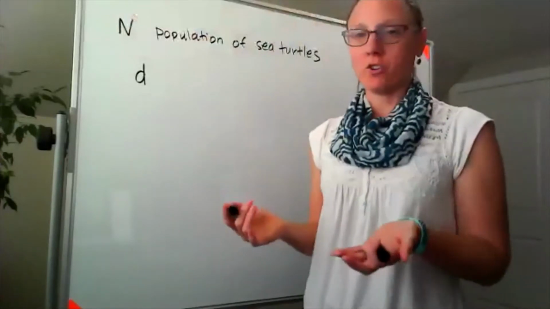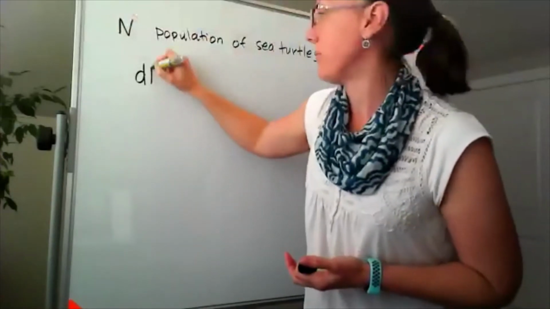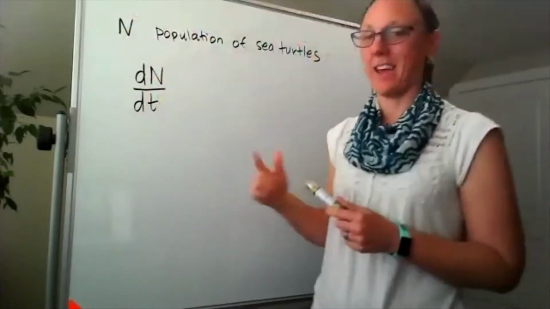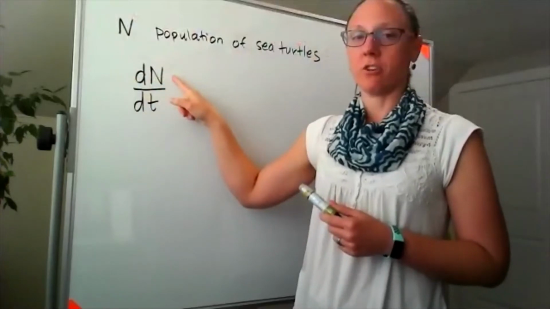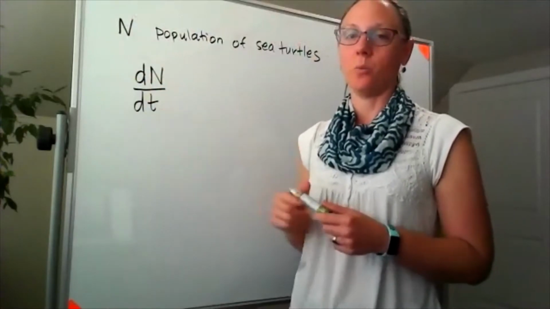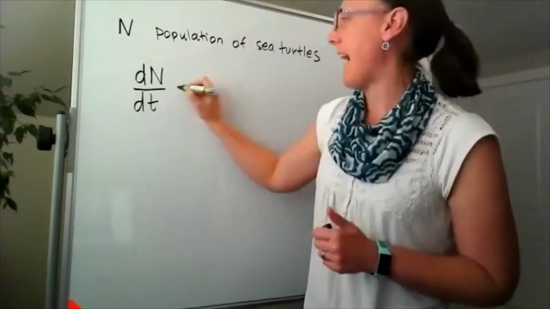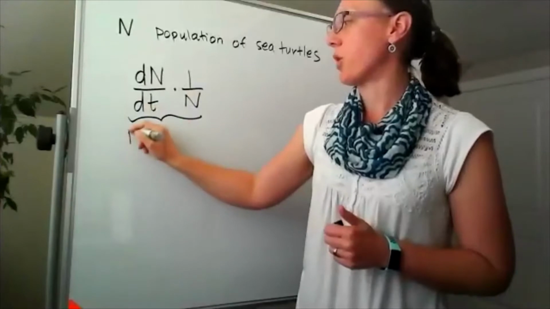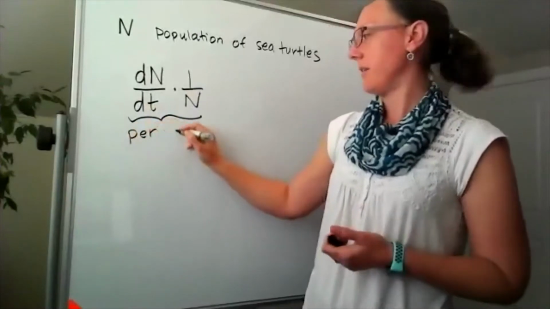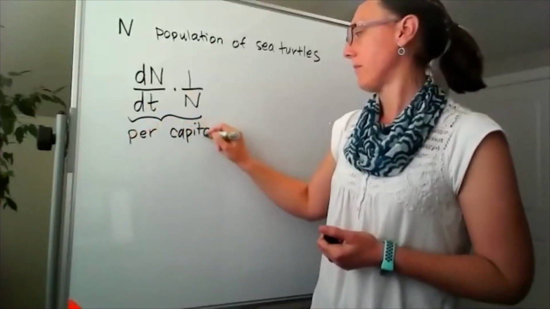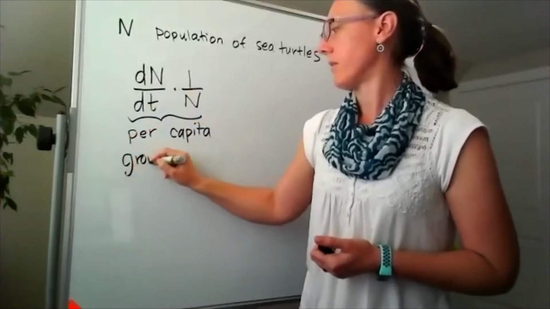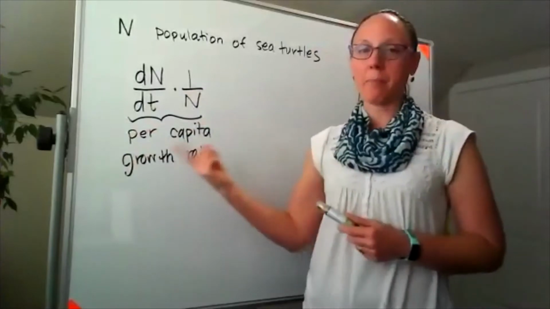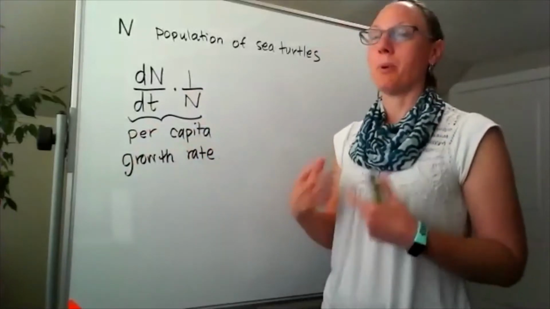So a differential equation might look like, there's my derivative part that's saying how my population of sea turtles is changing with respect to time. Now, if I add in a 1 over n, this becomes the per capita growth rate. And that per capita phrase, that means per individual.